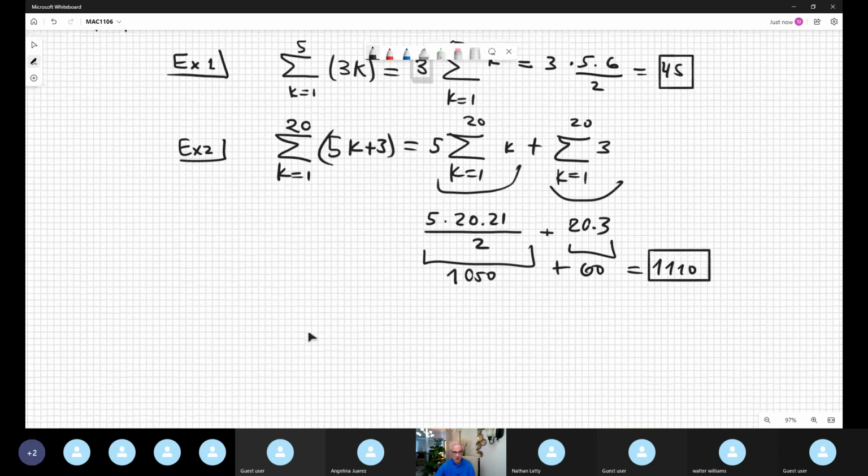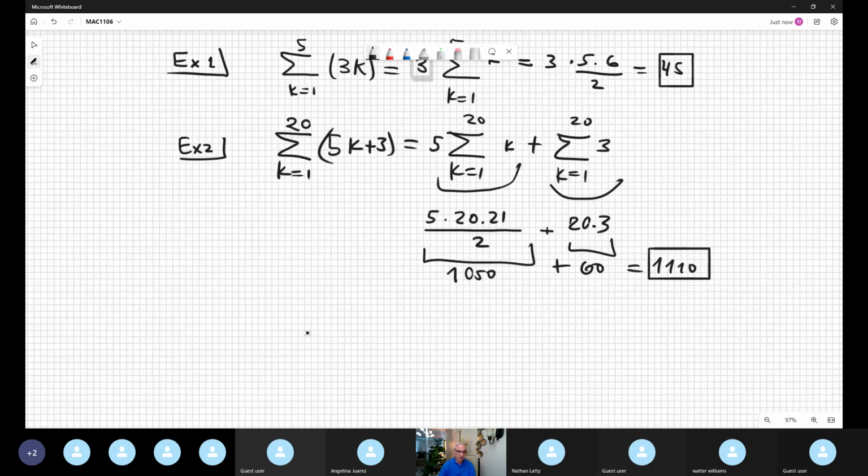Yes. Yeah, let me complicate a little bit. Example 3 is summation from k equals 0 to 14 of k squared minus 4. What is the new situation that this example brings me?